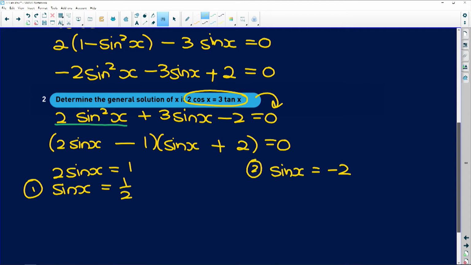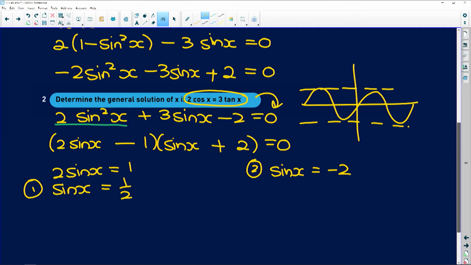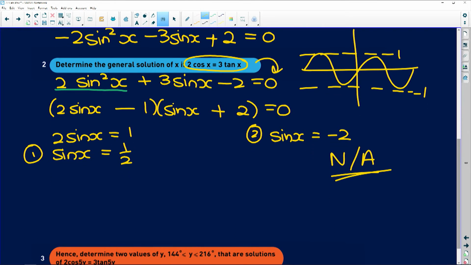That's the second bracket. Now you guys should know our sine graph does that, and it carries on doing that. The highest peak that it ever reaches, or the lowest peak, will only ever be 1 and negative 1. Sine of x cannot equal negative 2, so this is not a possibility. You must write that in there. So over here, sine of x is equal to a half.